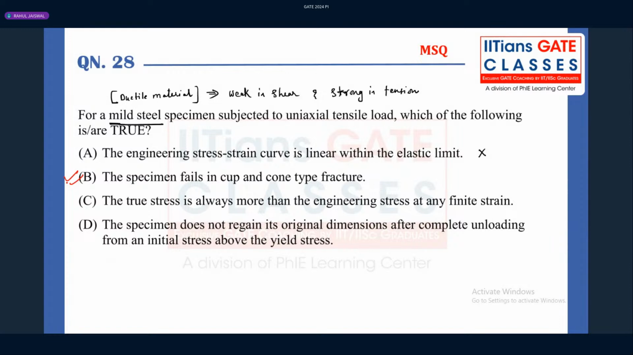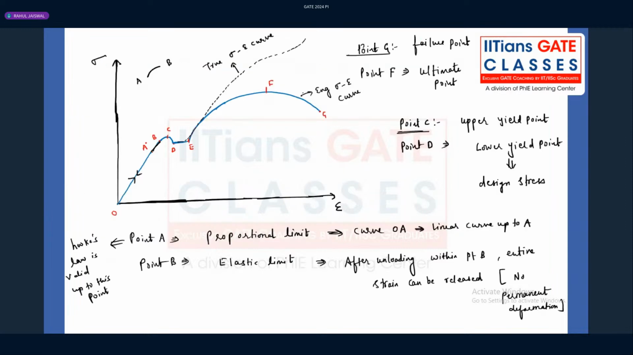The true stress is always more than engineering stress at any finite strain. See, it is almost the same till the point B, but after that, my dear friend, you can see that beyond the point D, it will always be higher. The true stress will always be higher than the engineering stress, right? So here we have the relationship also.